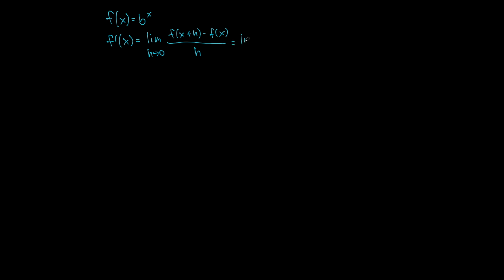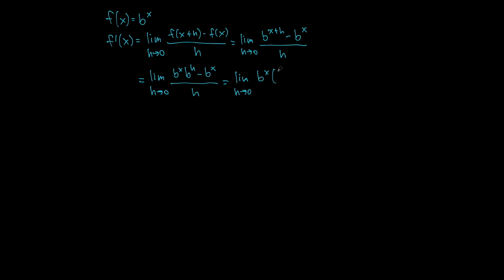So we just plug in b to the x for that. So f of x plus h is b to the x plus h. And f of x is just b to the x. Okay, so we have b to the x plus h, and by our laws of exponents, that's just b to the x times b to the h. And then we still have our minus b to the x over h. So that means that we can factor out b to the x because it's in 2 places. So that's b to the x times b to the h minus 1 in the numerator.